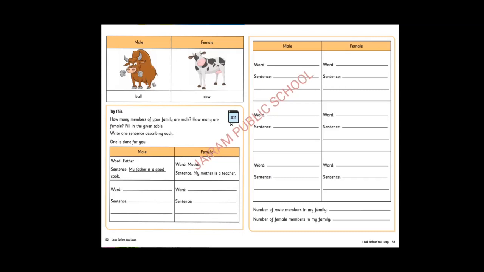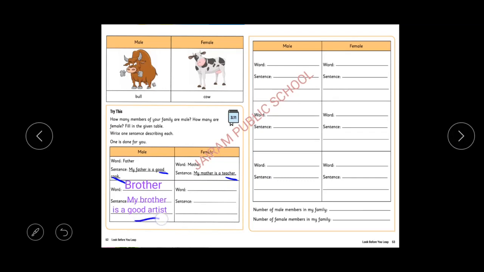Okay, let's see the example first. Left side, as usual, all the sentences should be about the male members. Right side, all the sentences should be about female members. First, male member, father. My father is a good cook. Mother, my mother is a teacher. Next one, I have written here brother. My brother is a good artist. Sister, my sister is a good dancer. Like this you can write and describe your family members.